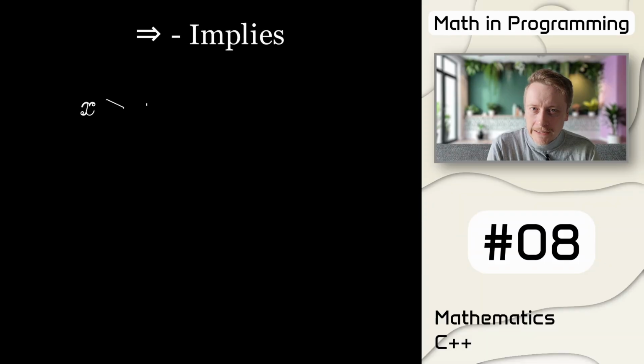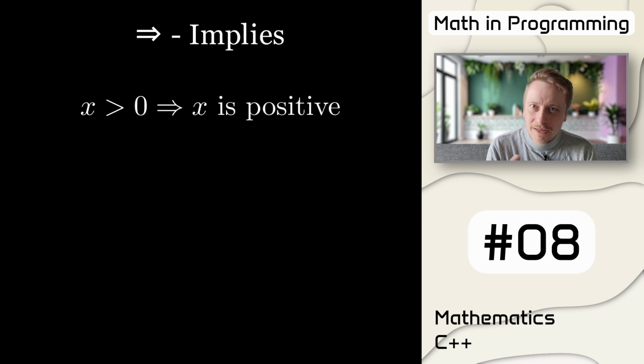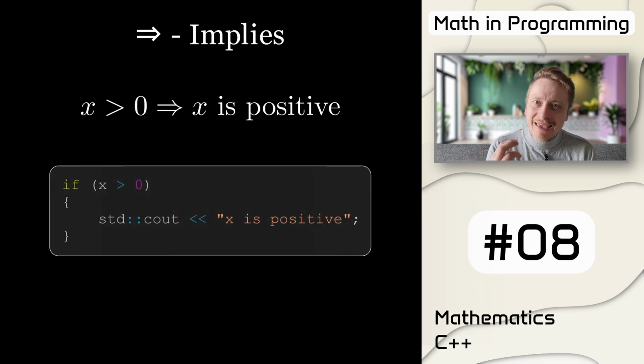Now we get to logic. The implies symbol means if this, then that. For example, if x is greater than 0, then x is positive. In programming, this is literally what an if statement is. You check a condition, and if it's true, then you do something. It's a direct mapping from mathematical logic to program control flow. If the condition is false, you might skip the action entirely. So the if-then logic from math becomes executable code.